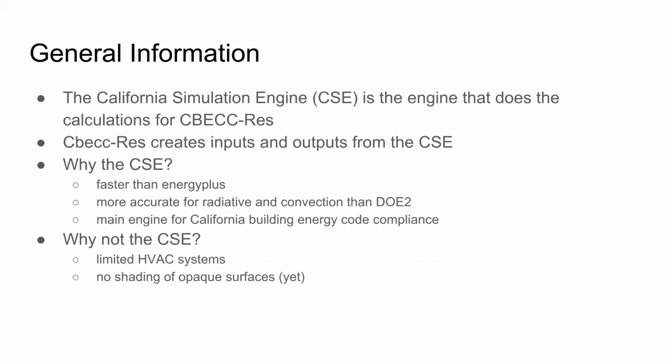So why not use the CSC? It has limited HVAC systems, and there's no shading of opaque surfaces yet. But what I've learned from looking into the CSC and CBECC-Res is that it's all open source and available to download. And it does change every so often as the building codes change and as they update and make it more accurate. For example, the shading, they're currently updating the HVAC systems, but it takes time. So different versions will have more updated things like that.